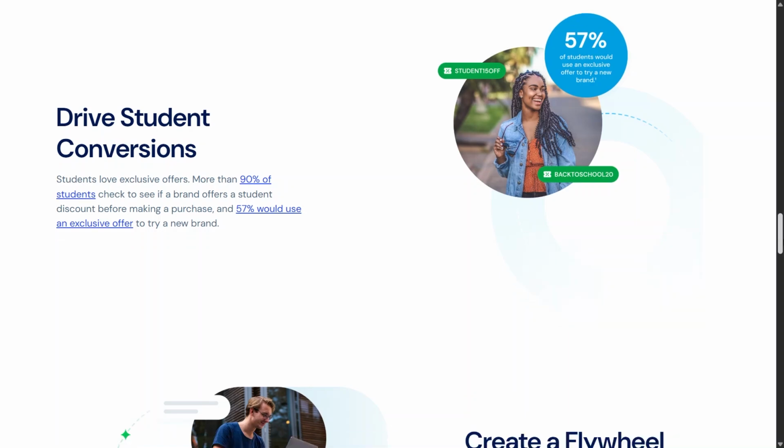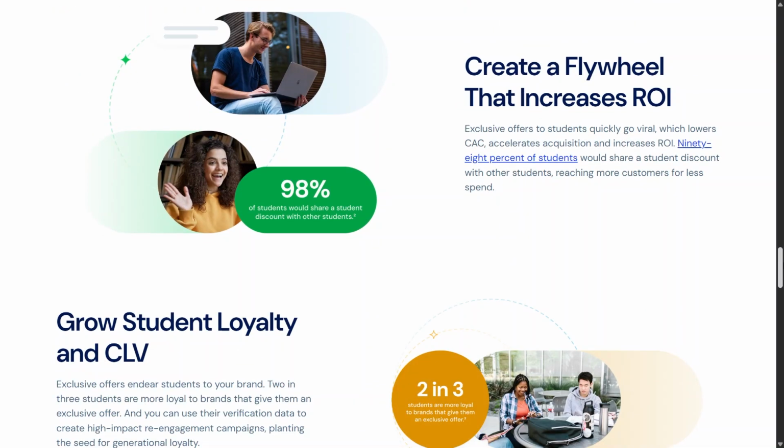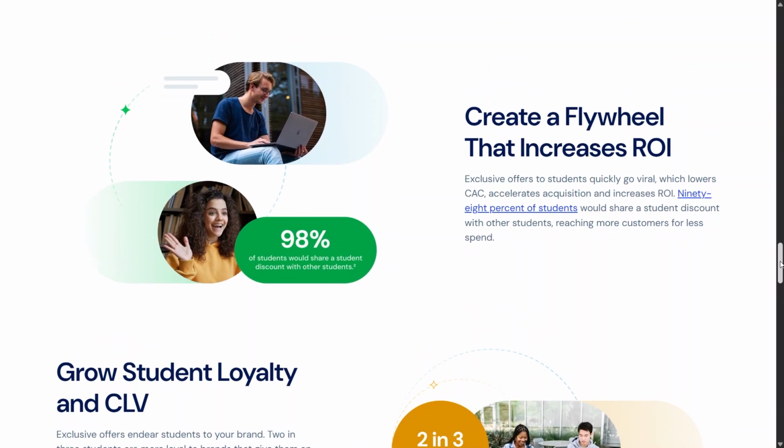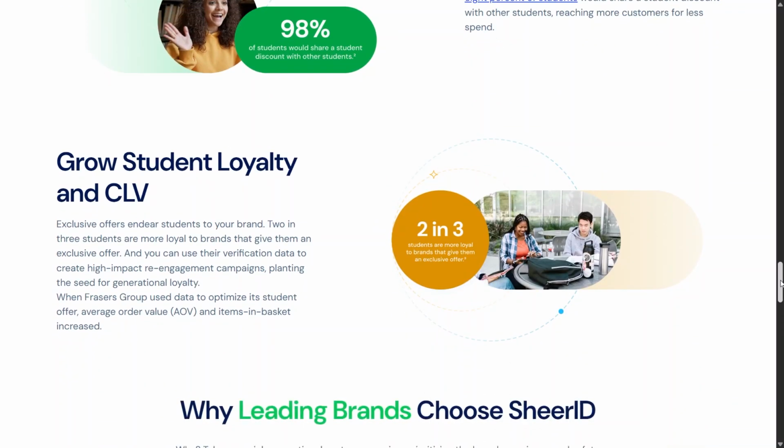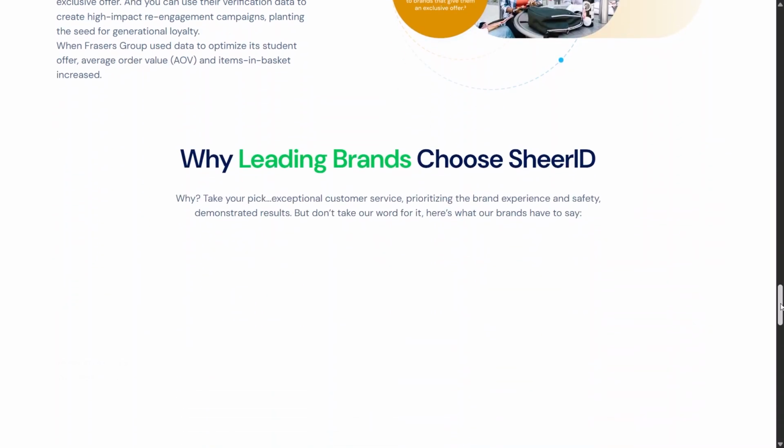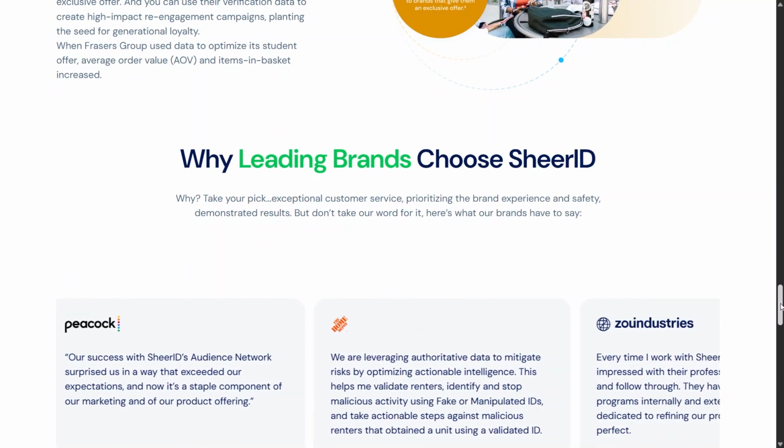SheerID will review the information and verify your student status. Verification may be completed within minutes, although some reviews can take longer depending on the documents provided. Once approved, you'll receive a confirmation message or email. You can then return to the website and continue using the student discount, offer, or service associated with the verification.